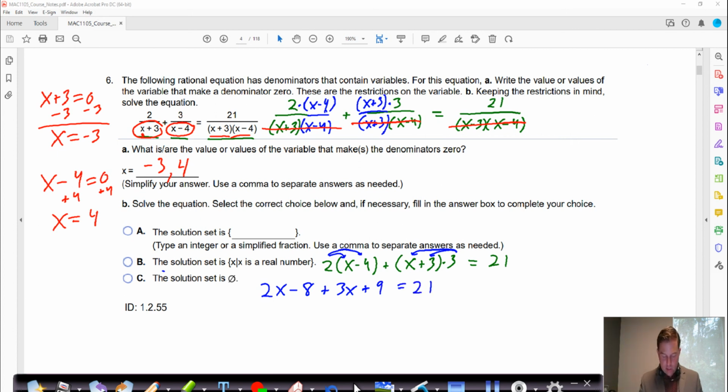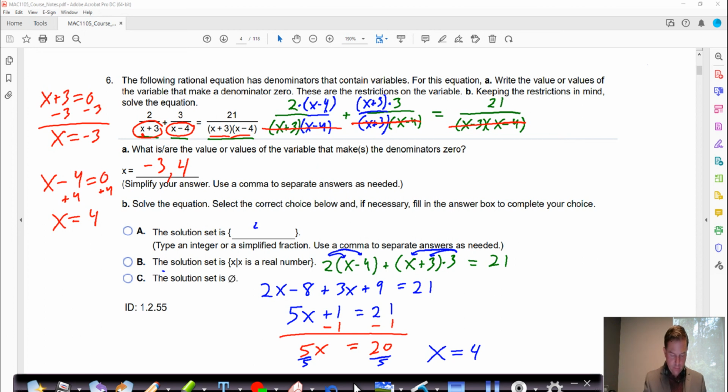This 2x plus that 3x would become 5x's. 9 take away 8 is 1. And here's where we can subtract 1 from both sides. Get 5x equals 20. And then divide both sides by 5. 5 and 5 cancel. I'm left with 1x. 20 divided by 5 is 4. So x equals 4.